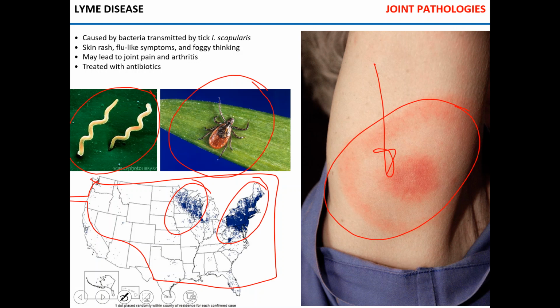However, at the arthritis stage, it is really hard to cure, because it can easily become chronic, and it's really hard for drugs to reach into the joint and to kill the microorganism. So that concludes our conversation about the joints.